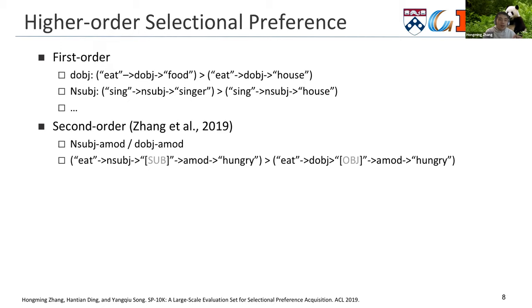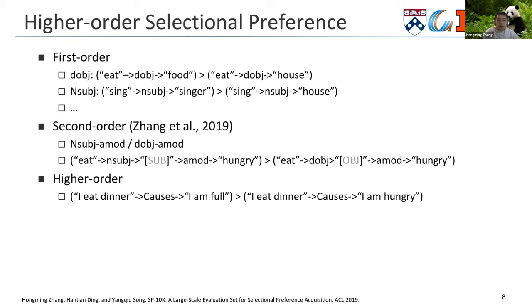So here is an example. We know that hungry is a common property of the subject of eat rather than the common property of the object. Okay, so if we further extend, we will get this higher order selectional preference, which describes the common sense knowledge about complex events or states. Like eating dinner may cause the person to be full rather than hungry. We call it higher order because really the semantic unit here is the eventualities rather than words, and you need to view each eventuality as a whole.